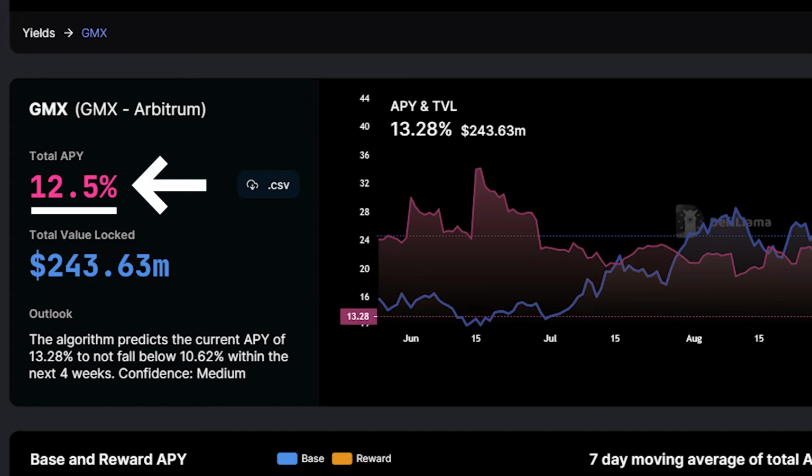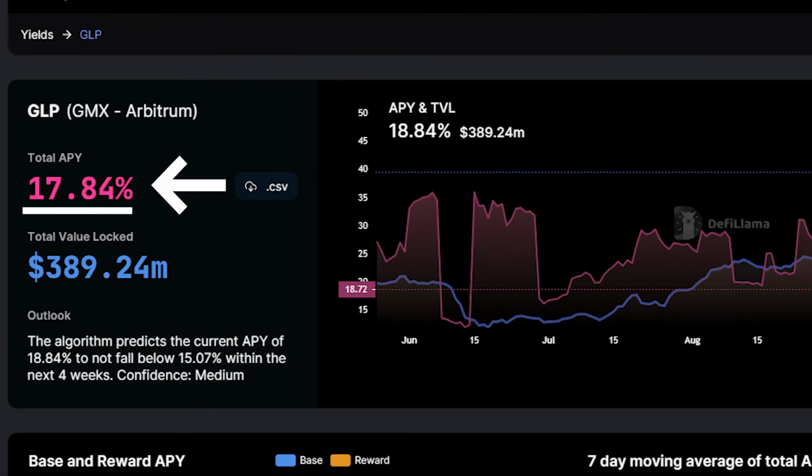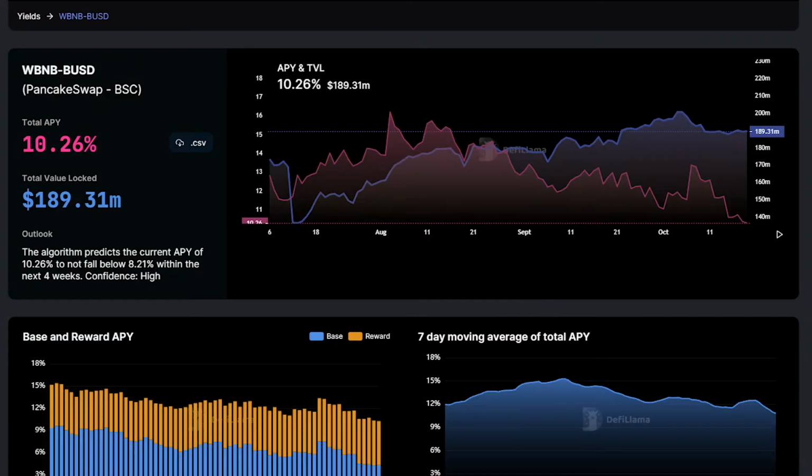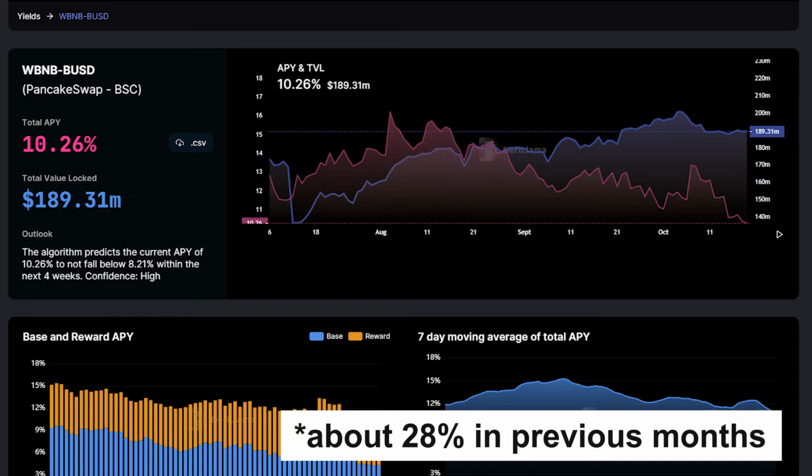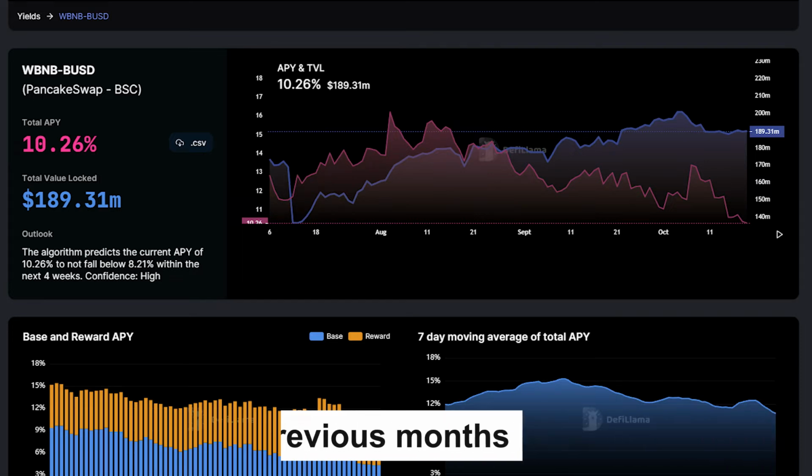The same thing for GMX is around 12.5% when you stake the GMX token and around 17% if you stake GLP tokens. The APY or rewards on the GMX platform has peaked at around 40% when I started using it, and it fluctuates on a daily basis. When it comes to Pancakeswap, the reward for the BNB BUSD pool on the Pancakeswap protocol has been around 25 to 30%. And it goes down if you want to use other pairs like Ethereum or Bitcoin.